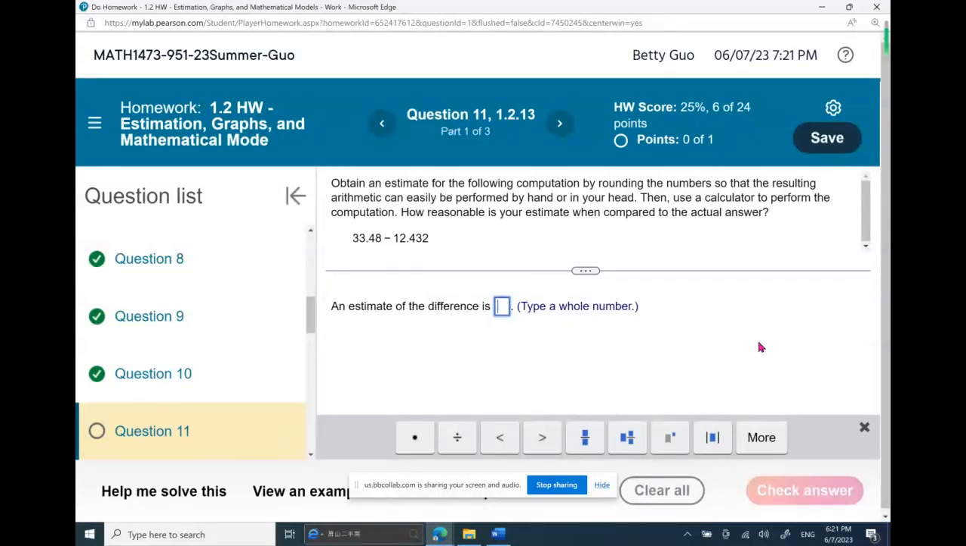So the estimate of the difference, by rounding the numbers so that the resulting arithmetic can easily be performed by hand: I would do 33.5 minus 12.4. The first number I rounded up to the nearest tenth, the second number I rounded down to the nearest tenth. I think that is good enough for me to quickly get a result. I got 21.1. Do you see what I'm saying earlier? Why I said this kind of question is a little bit challenging? Because it doesn't tell you how to round. You have to use your own judgment. And that's another reason we need to practice, right?